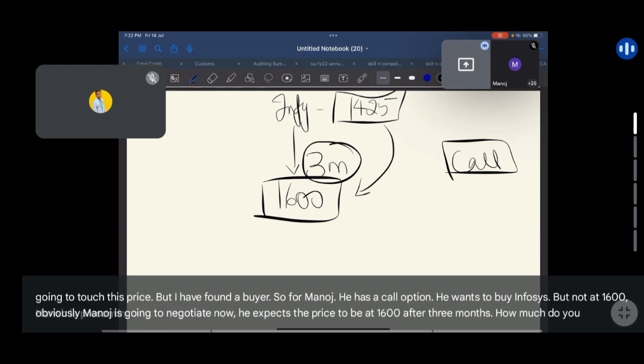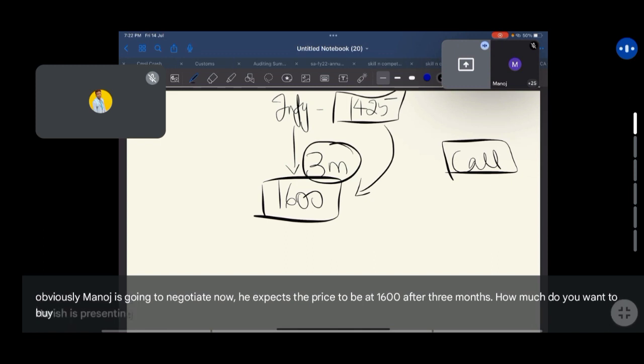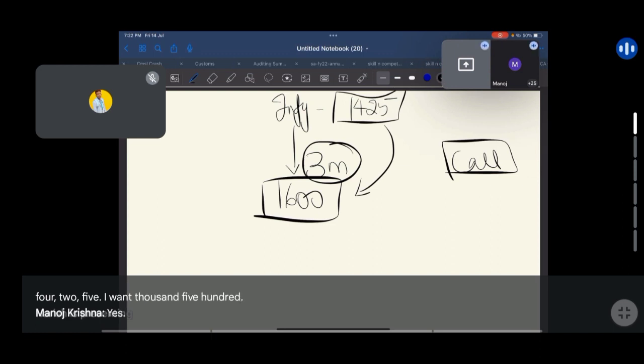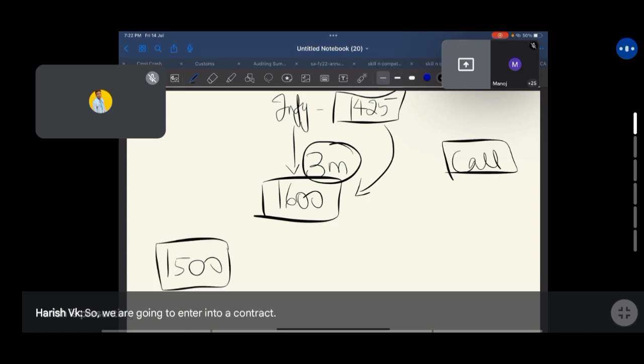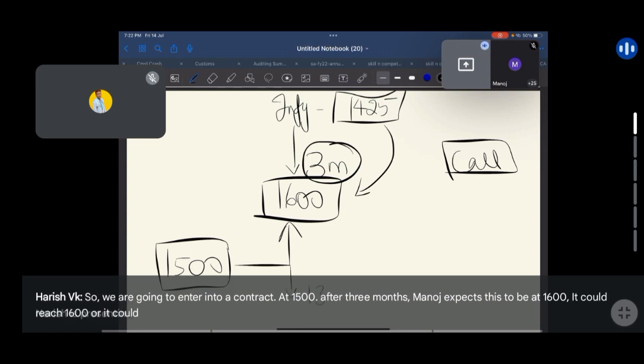How much do you want to buy Infosys at, Manoj? You also want to make a profit, right? So how much are you ready to pay for this? Today it's already 1425. I want 1500. Are you okay with it? Yes, sir. Yes, sir. So we are going to enter into a contract at 1500. After 3 months, Manoj expects this to be at 1600. It could reach 1600 or it could fall down to 1300 also.